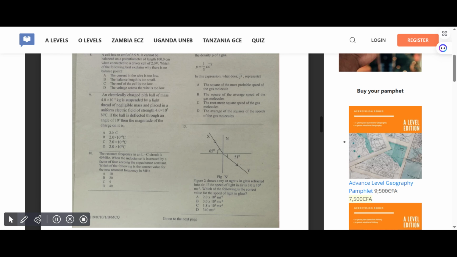Question 10. The resonant frequency in an LC circuit: when the inductance is increased by a factor of 4, keeping the capacitance constant, which of the following is the correct value for the new resonant frequency? The correct answer for 10 is B, which is 20.